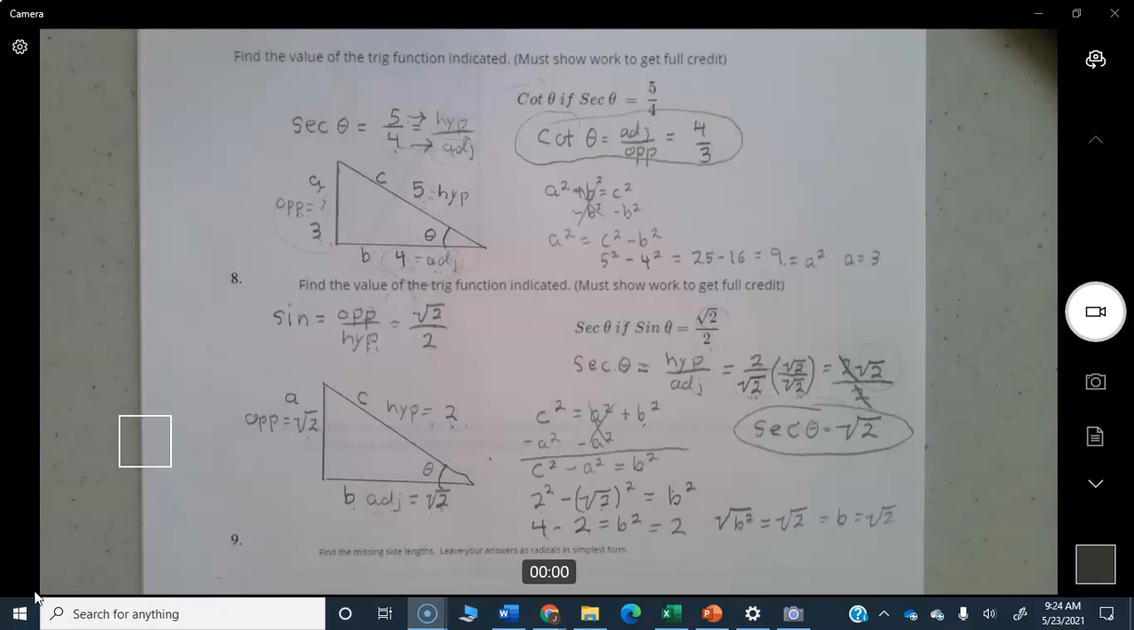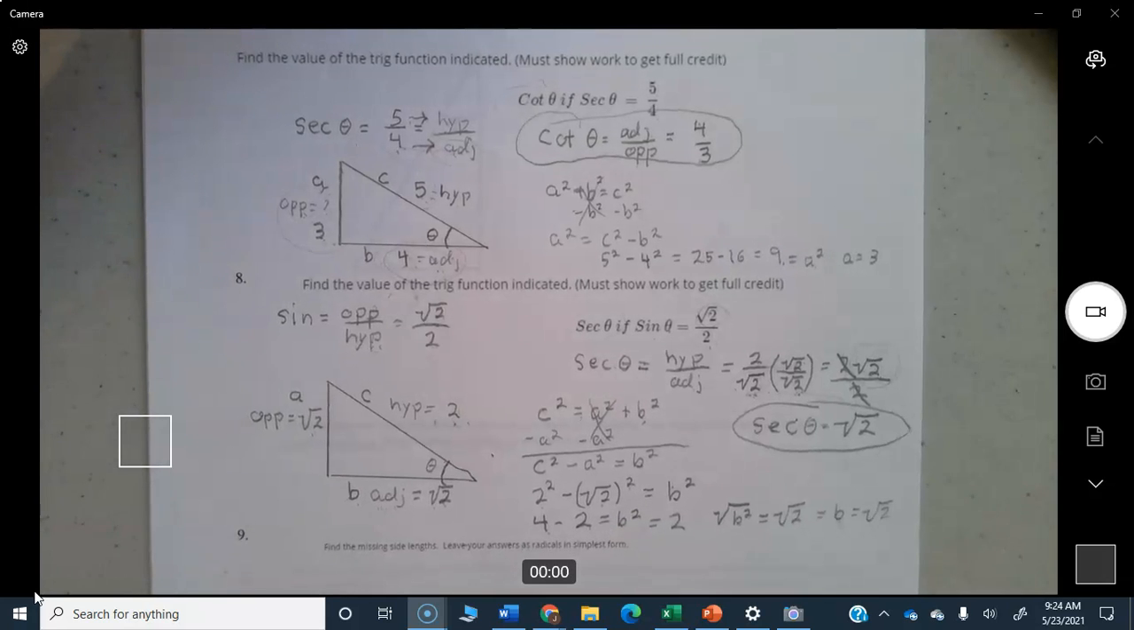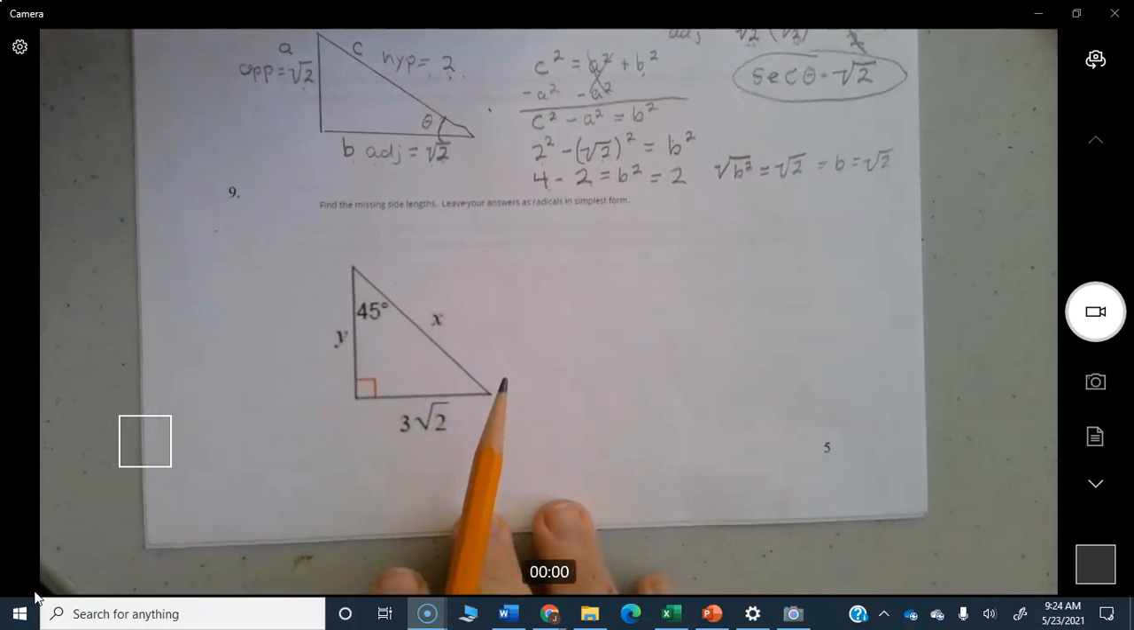So if you're really serious about learning this, I would practice that problem a couple times until it just seems natural. Even if you just memorize it, just kind of learn those steps, okay? All right, let's keep going. Number 9.